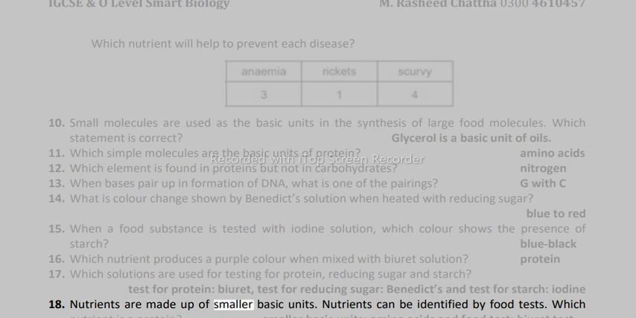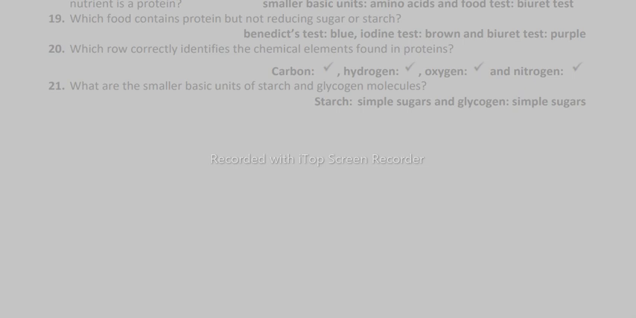18. Nutrients are made up of smaller basic units. Nutrients can be identified by food tests. Which nutrient is a protein? Smaller basic units, amino acids, and food test, Biuret test. 19. Which food contains protein but not reducing sugar or starch? Benedict's test, blue; iodine test, brown; and Biuret test, purple.